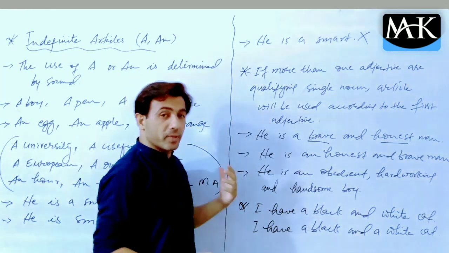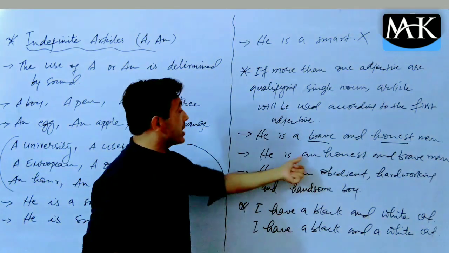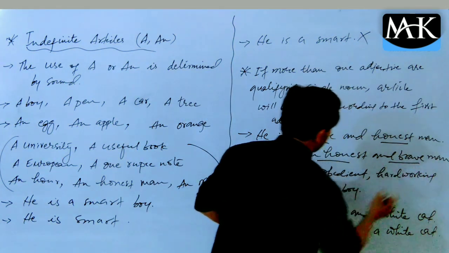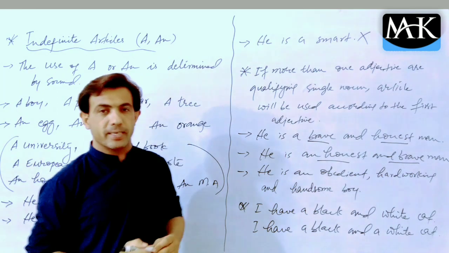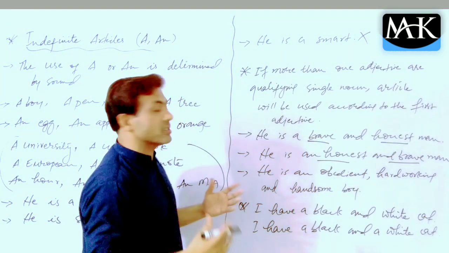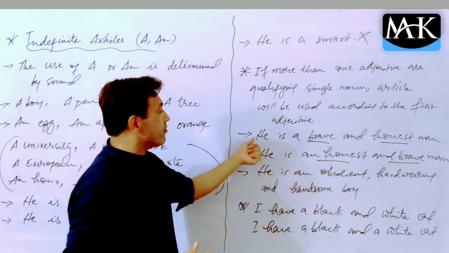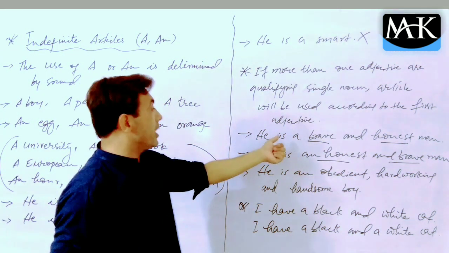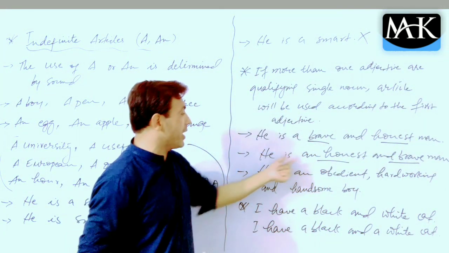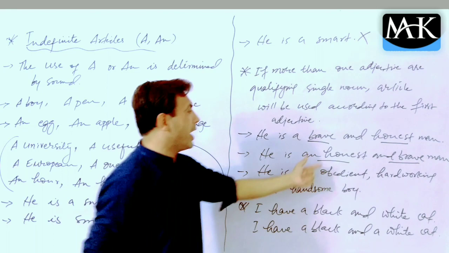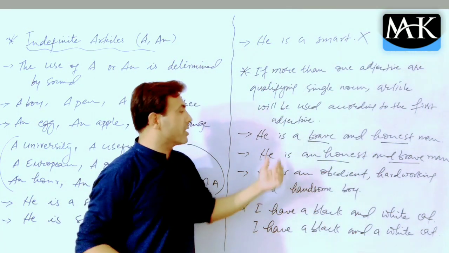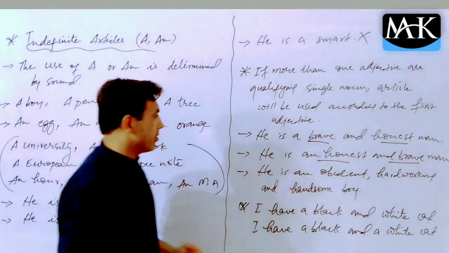Again, we have changed the position of the adjectives. Listen now. He is an honest and brave man. The same sentence is there and the meaning is also the same, but we have changed the place of the adjectives. Here in the first sentence we have he is a brave and honest man. Then we have used an here: he is an honest and brave man. It is how the adjectives take a or an, right?